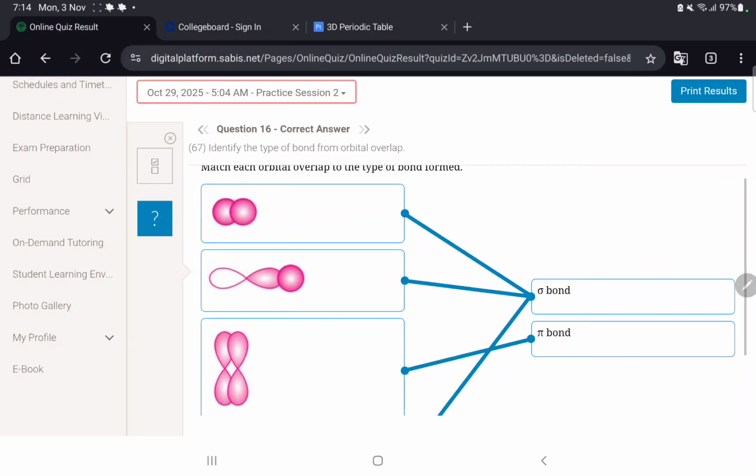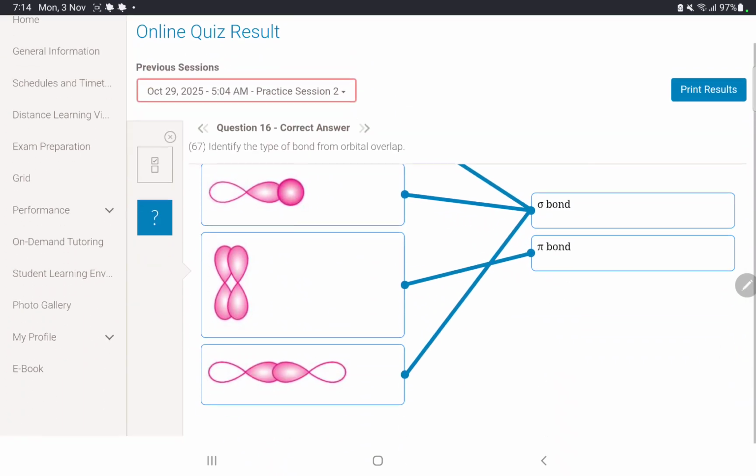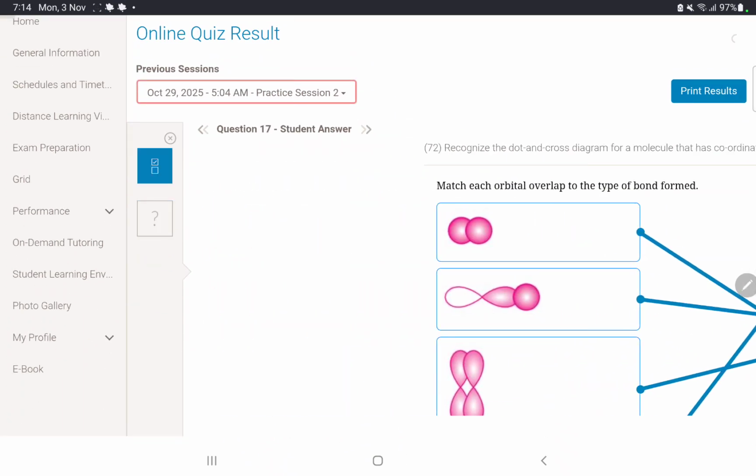Okay, this is pretty straightforward. Anything that is horizontal is a sigma bond. Anything that is vertical is a pi bond. Okay, so these are horizontal sigma bond, vertical pi bond, horizontal sigma bond.